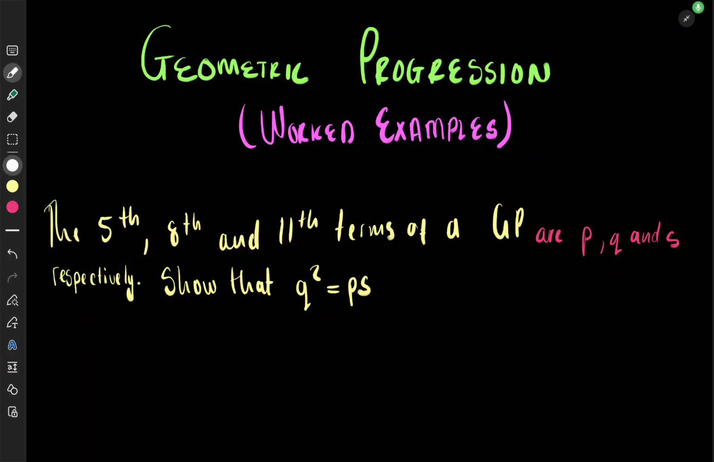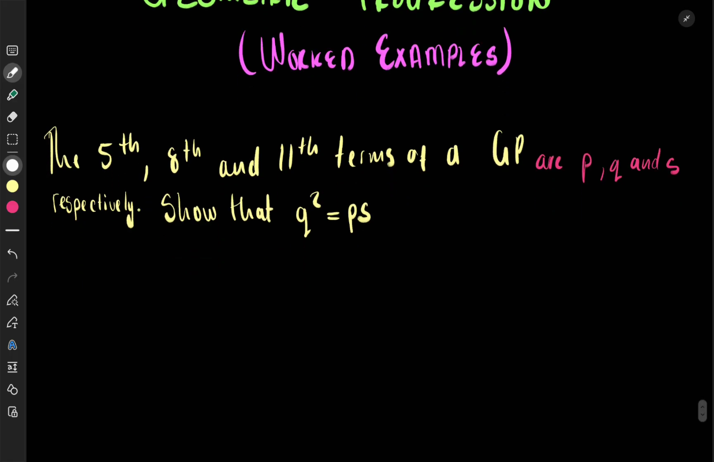Here's a question. It never gets easier than this, does it? Here it says that the 5th, 8th, and 11th terms of a GP are P, Q and S respectively. Show that Q squared is equal to PS. No problem, sir. Let's do that. So here, what do we do?